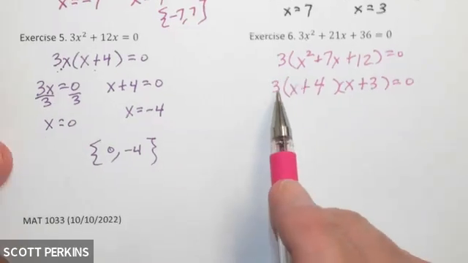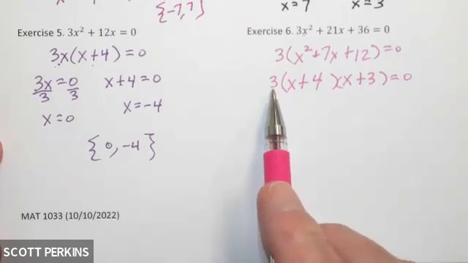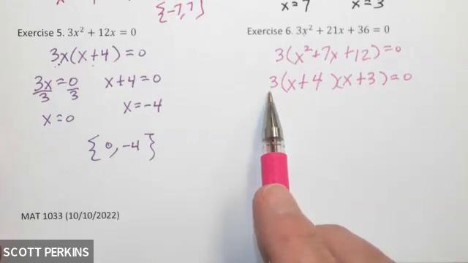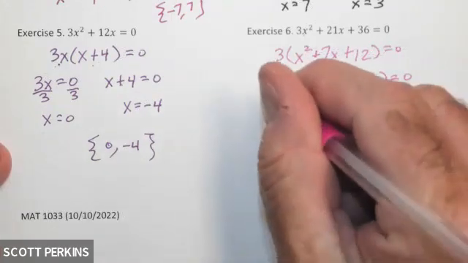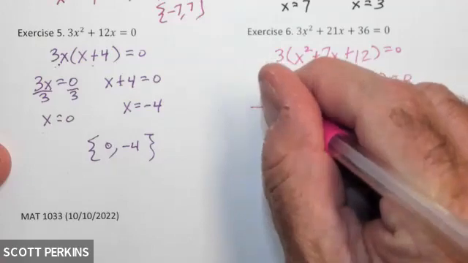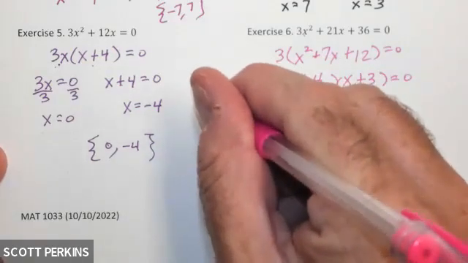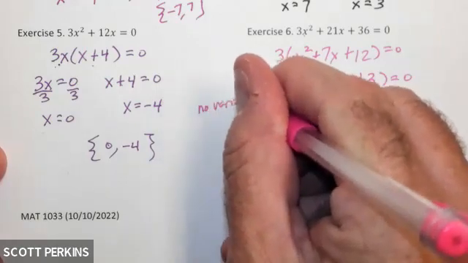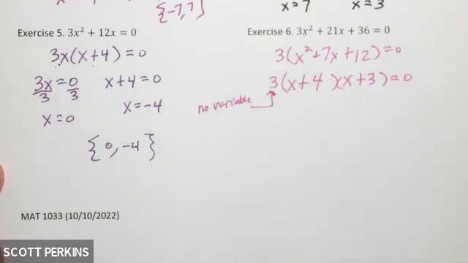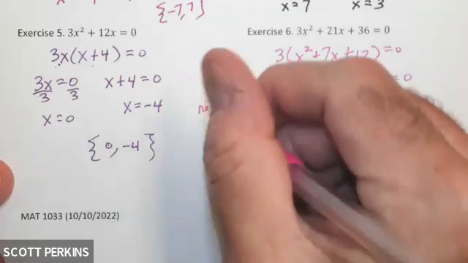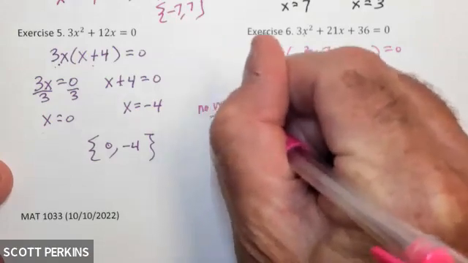My first factor, this 3: is there a variable associated with that 3? No. I'm just going to make a little note for you because I don't want anybody to leave here confused. On that 3, there is no variable. So that's just the number 3. Can 3 ever be equal to 0? No, 3 is 3. 0 and 3 are completely different numbers. So 3 cannot equal 0.